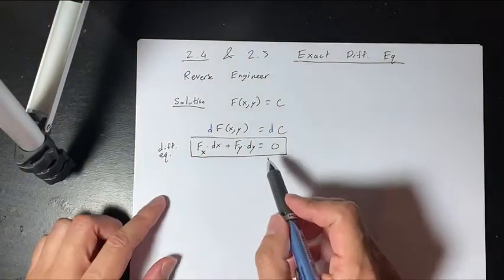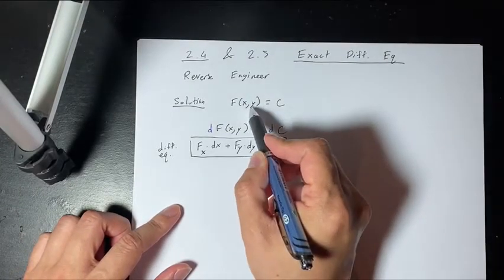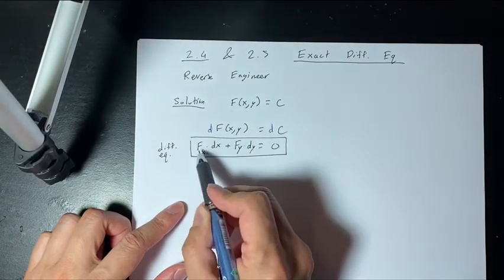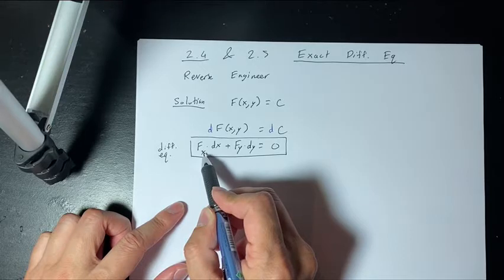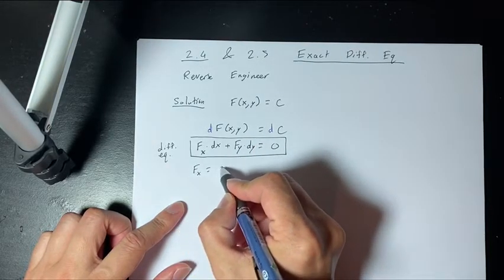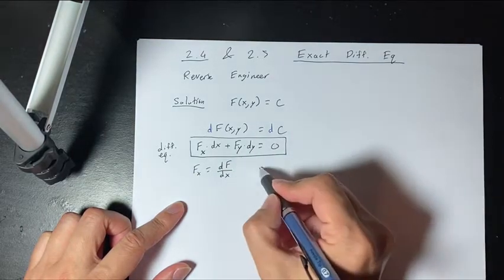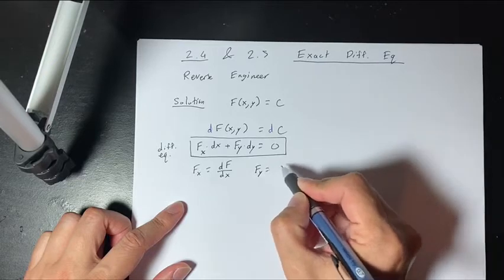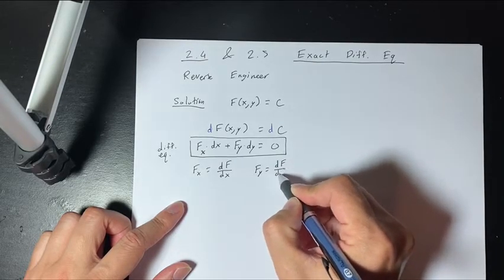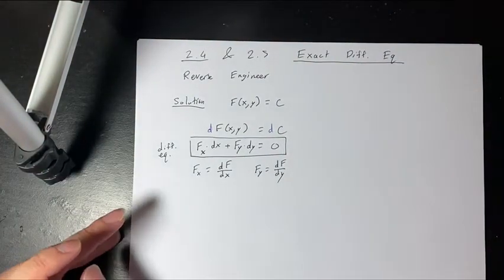So now anytime I have something in this form, I know exactly what my solution is. It's going to be this guy. The problem is, how do I get back to capital F given f sub x and f sub y? f sub x simply means that you're differentiating f with respect to x. f sub y simply means you're differentiating f with respect to y. And that's really it. That is 2.4.